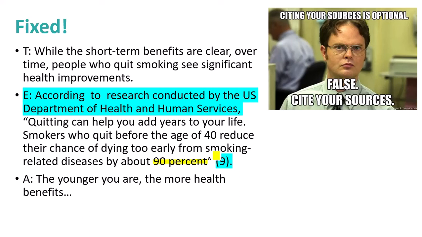Cite your sources, says Dwight Schrute, and also cite as you write. You don't want to wait and have all your research and then forget where you found things. So make sure you put those in as you're writing. In your TEAL paragraph, as you're typing it, you should have that citation, not just a blank set of parentheses.